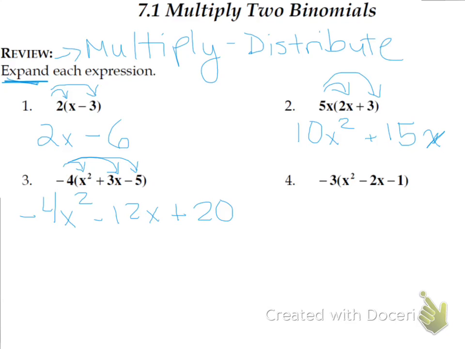And for example number 4, we have negative 3x squared. That's the first one. We have positive 6x, remember to multiply, and we have positive 3 for the last one.